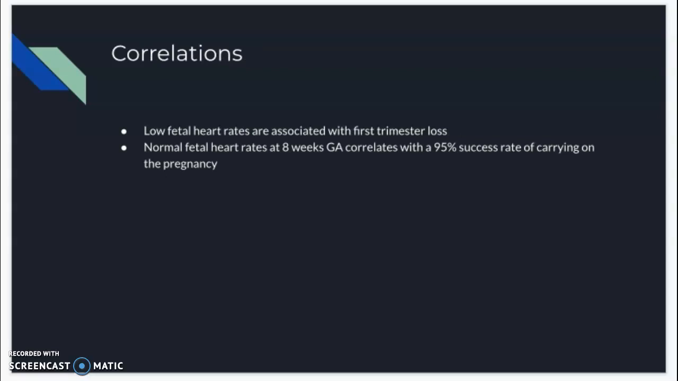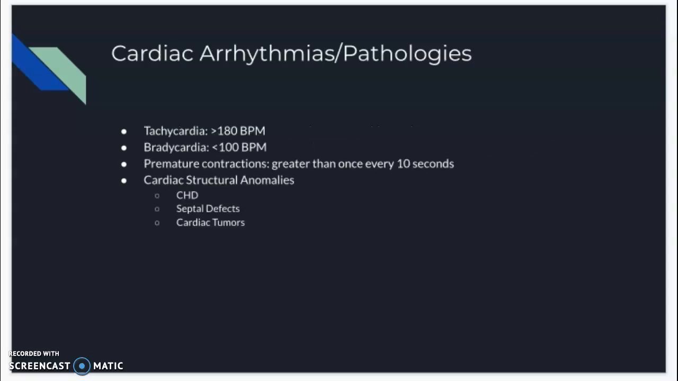So here's just a couple interesting correlations I found in actually the Pegasus book, that a low fetal heart rate is associated with first trimester loss. Normal fetal heart rate at 8 weeks correlates with a 95% success rate, as in not miscarrying throughout the pregnancy. So I thought that was interesting.